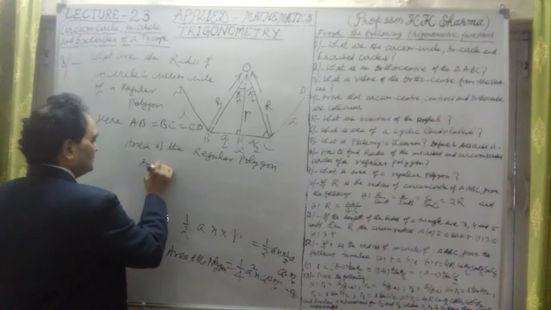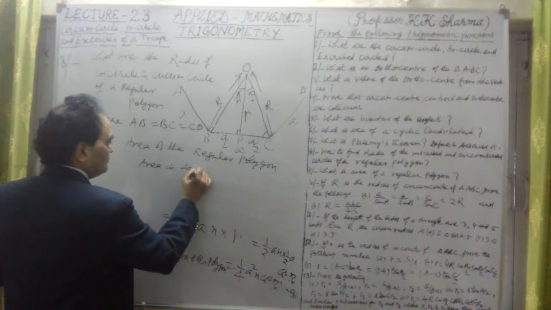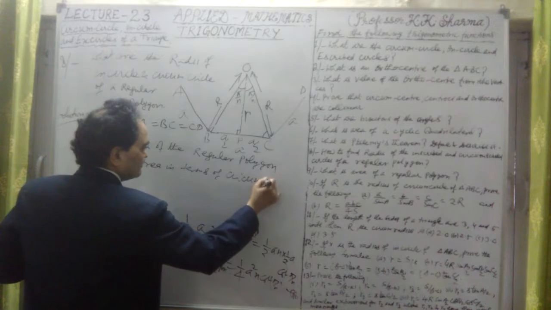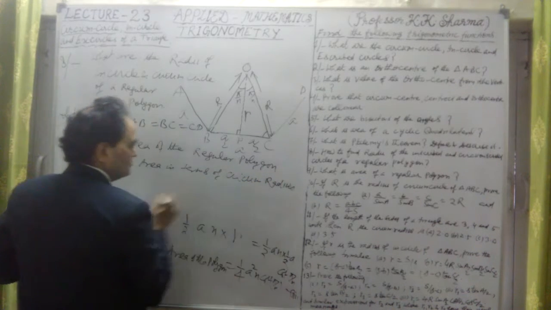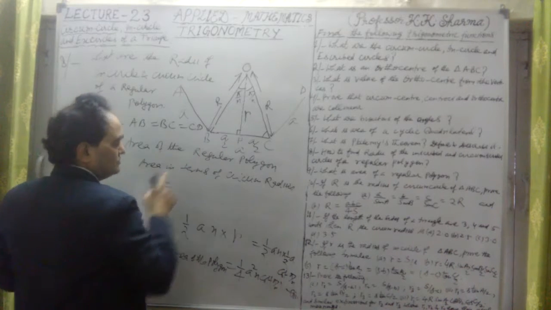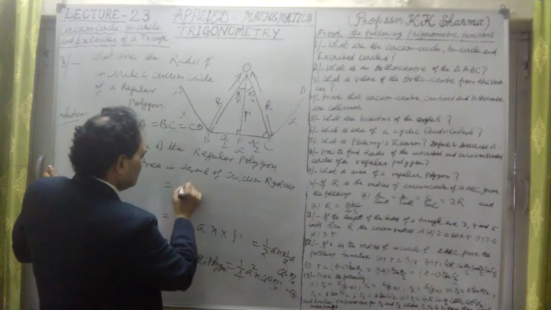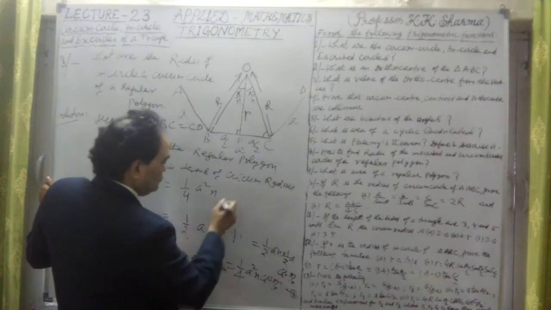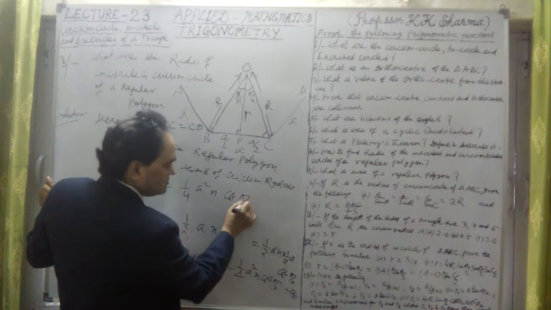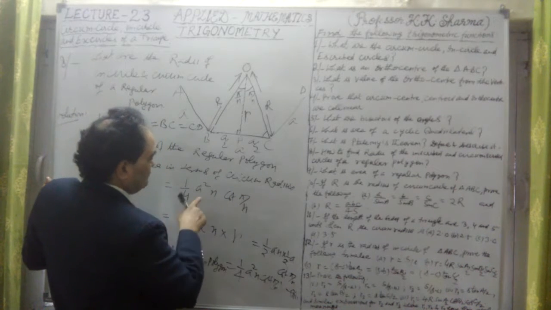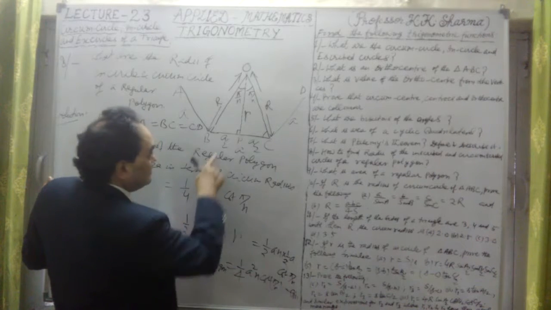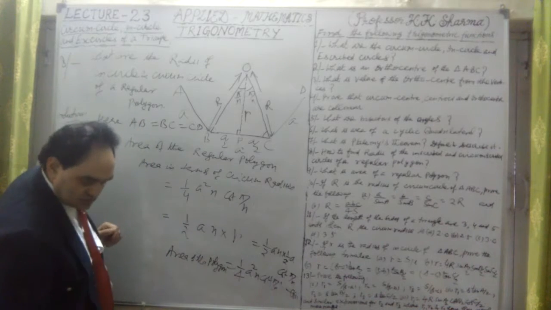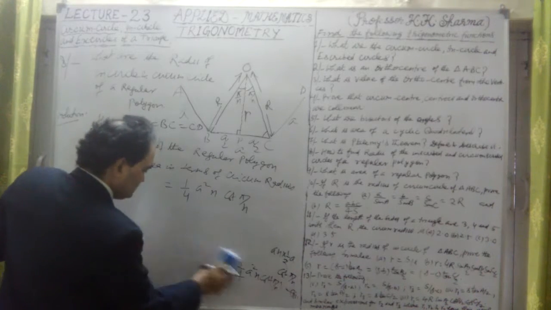Area in terms of circumradius can also be calculated possibly. Now in this case, this area was 1/4 a square into n into cot pi upon n. Now if I replace a by r, let me substitute that value.